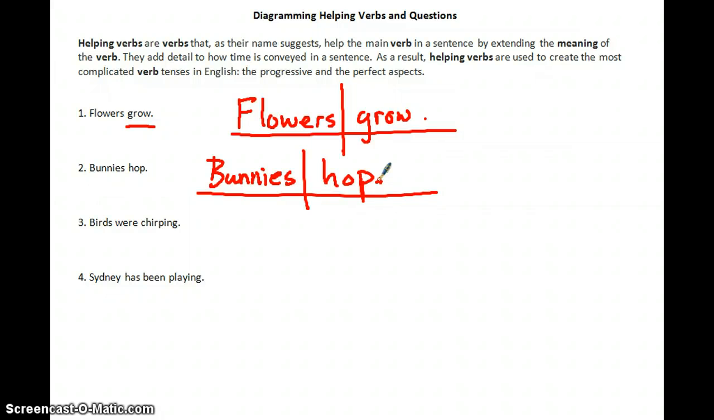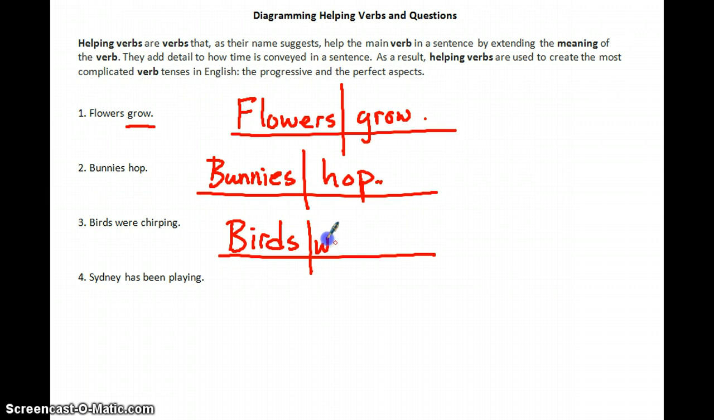It's also a verb. And don't forget that when we learned our state of being verbs, were was one of those state of being verbs, right? Oftentimes, helping verbs are state of being verbs. So let's diagram it. Birds is our subject. Now, we still have our verb line. The only difference here is that we're adding our helping verb.